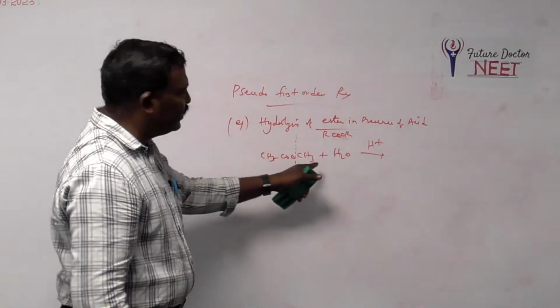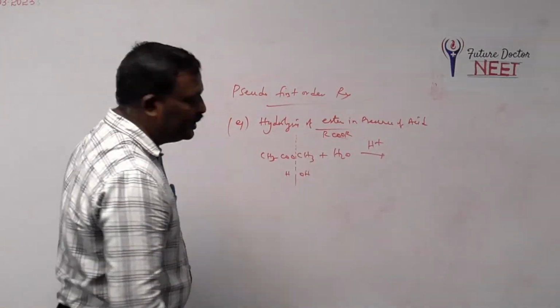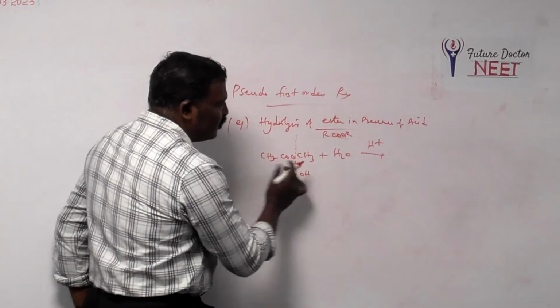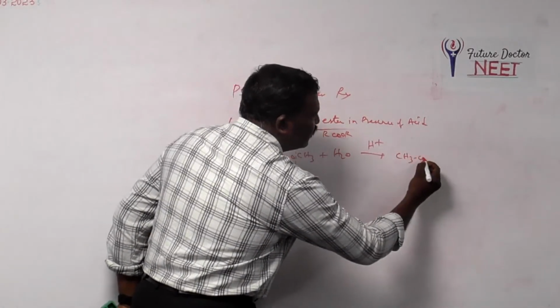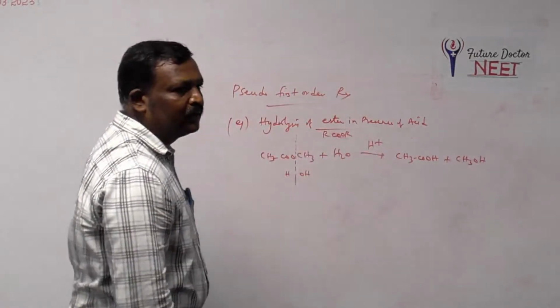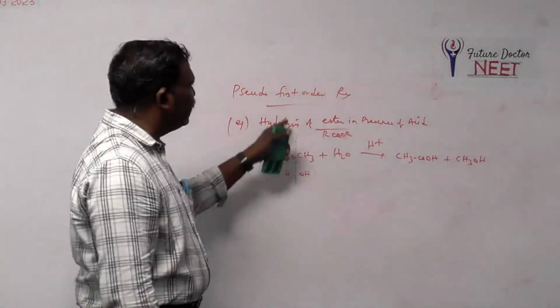CH3COOH plus what? CH3OH. Are you following? When we add water to an ester, we get what? Acid plus what? Alcohol. Are you following? Understood? So this is the best example for a pseudo first order reaction.